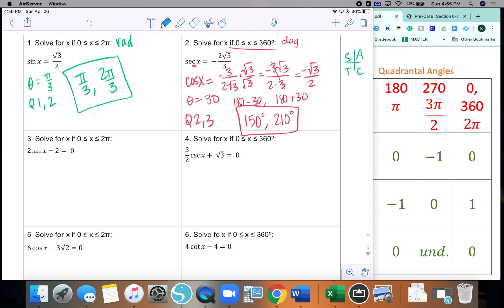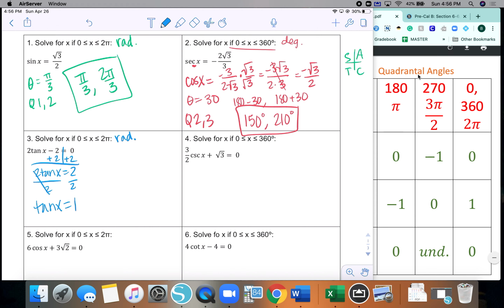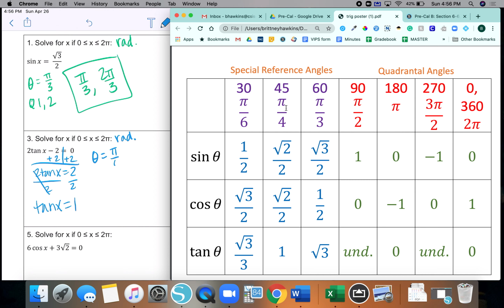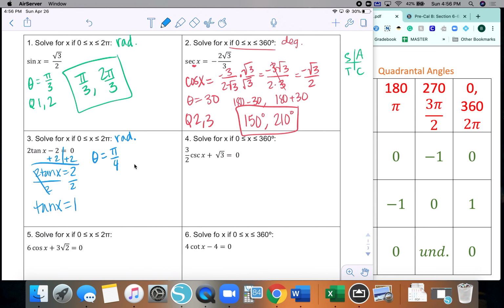Number 3, solve for x, putting it in radians. So this one I do need to do a little bit of manipulating. So trying to get tangent by itself. So tangent x equals 1. Looking at my chart, tangent of 1 in radians, my theta is pi over 4. And then it would be in quadrants 1 and 3. So that would be pi over 4 and 5 pi over 4 to be in quadrants 1 and 3.